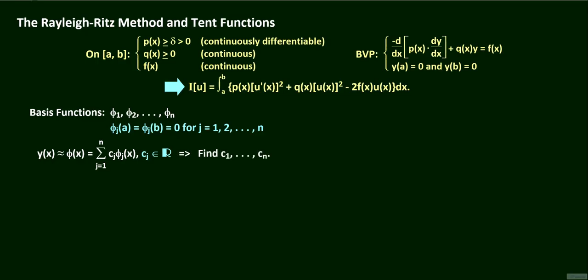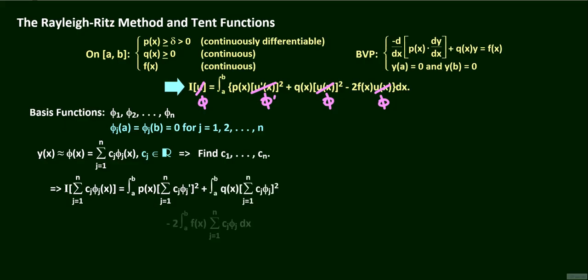We find the c sub j's by assuming that phi of x minimizes the functional, and so we replace u by phi. Or we replace u by the sum of c sub j times phi sub j to get this form for I of phi of x. If phi minimizes the functional, then the partial derivative of the functional I with respect to c sub i should be 0 for each i from 1 to n.